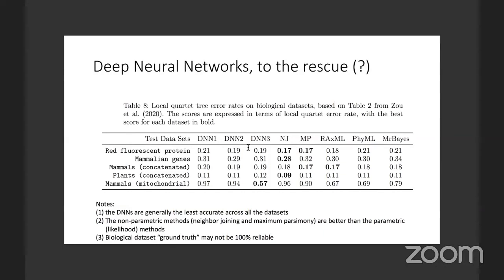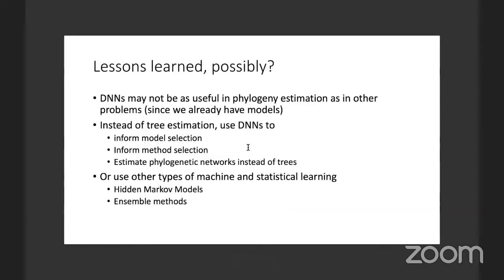Now, biological truth is not absolutely known for sure on any biological data set, so it's not 100% clear that these error rates should be taken as God-given. But deep neural nets for tree reconstruction don't seem to be as good as standard methods. And the question is why? I think it could be that we actually have models of sequence evolution, and even if they're not good, they are phylogenetic. Maybe these models have the potential to give better trees than deep neural nets, which are not actually phylogenetic models.